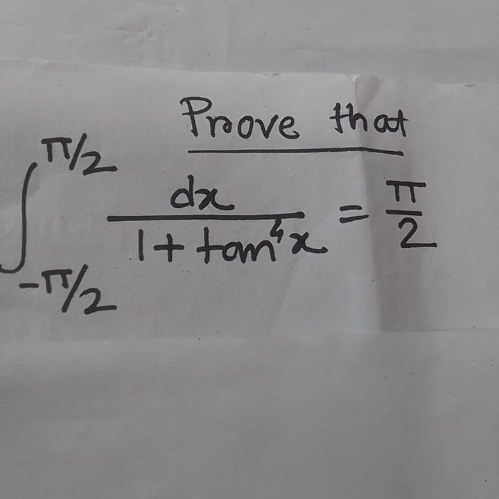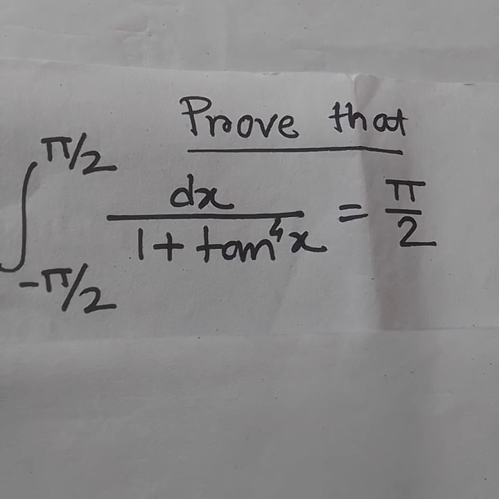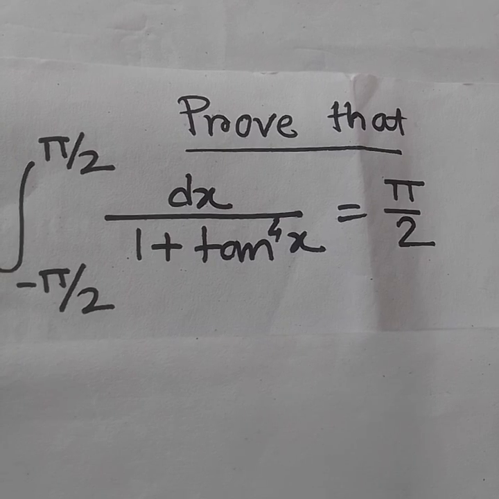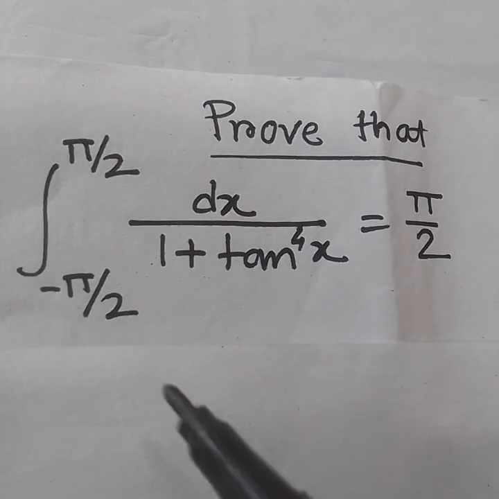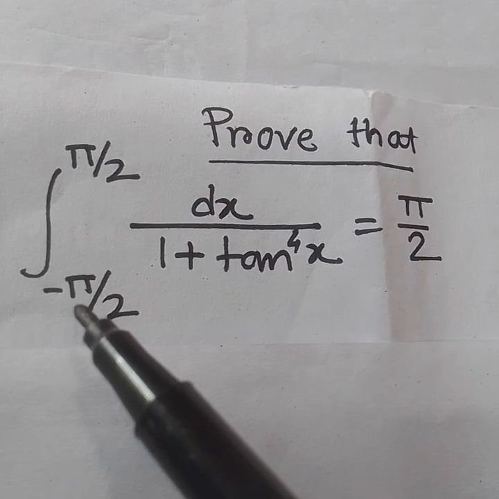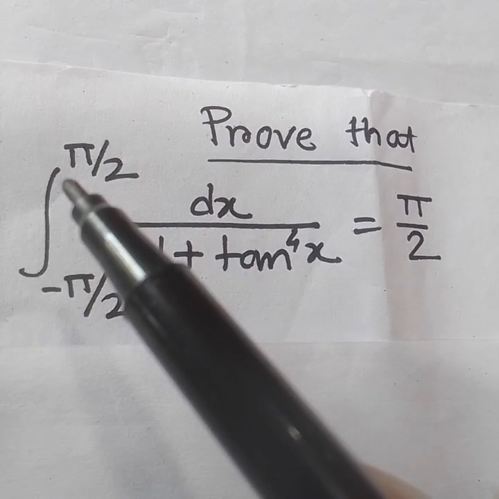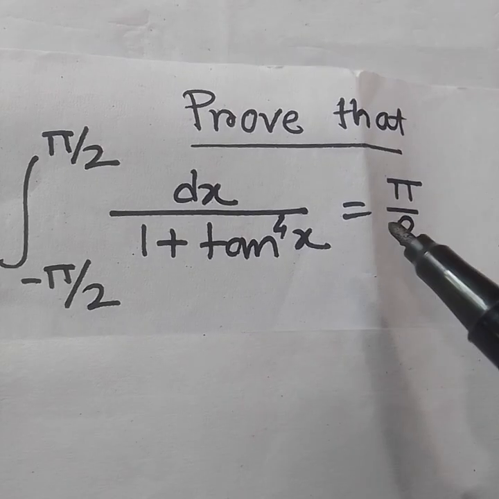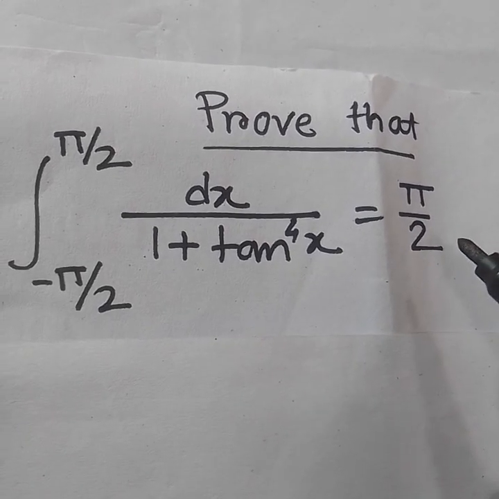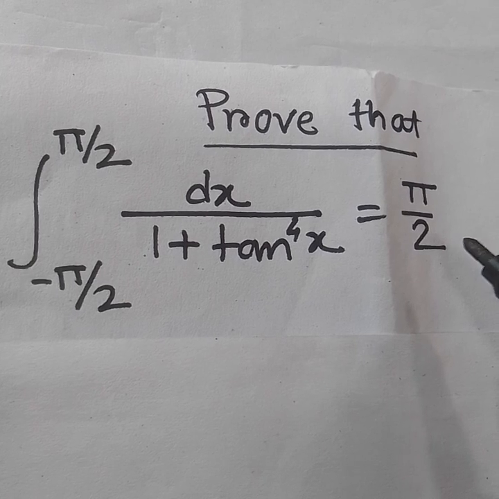Today we have come with a new problem that tells you to prove that the integral from minus pi by 2 to plus pi by 2 of dx by 1 plus 10 to the power 4x equals pi by 2. You have to prove this definite integral.